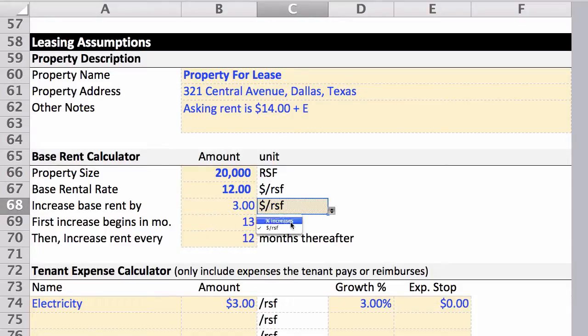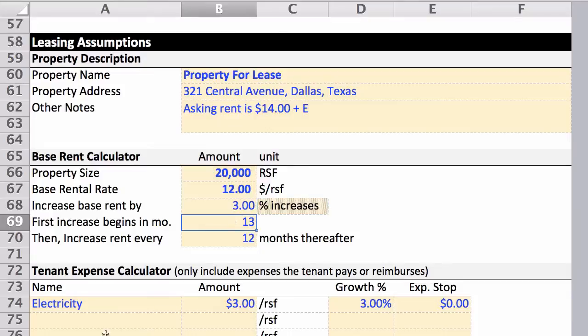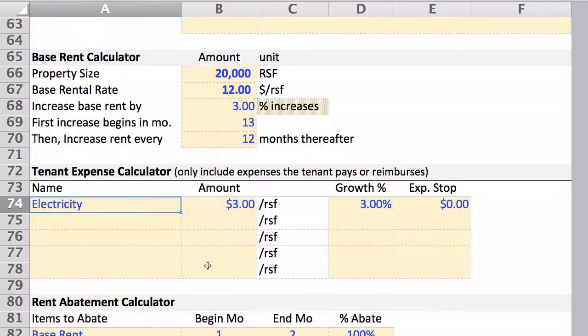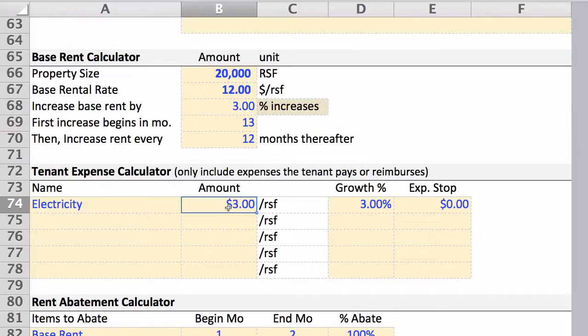So we're just going to change our assumptions back to what they were, and then move to the next section, which is the tenant expense calculator. In this instance, we're going to have a base rent plus electricity of $3 per square foot. We're going to grow that expense at 3% annually, and there's no expense stop, but if there were, you could enter in whatever the expense stop was.